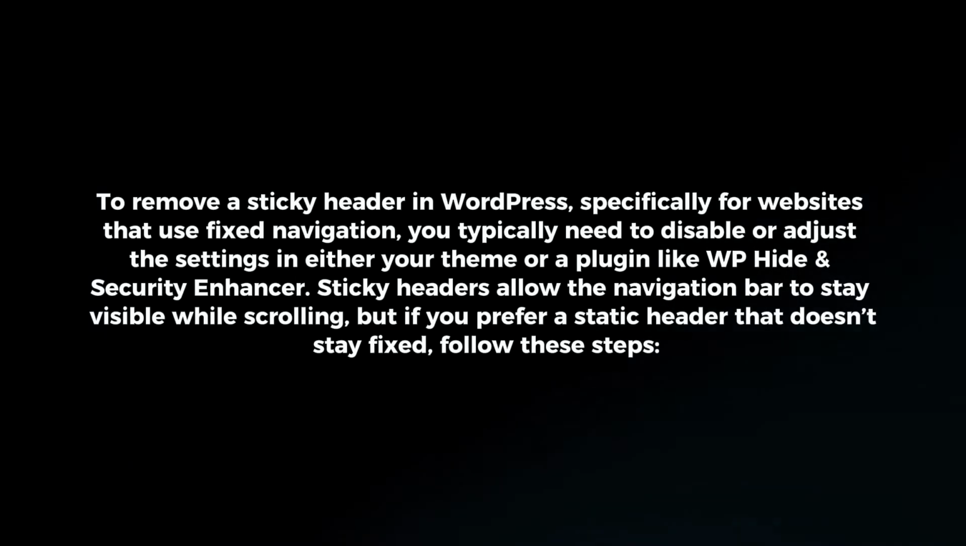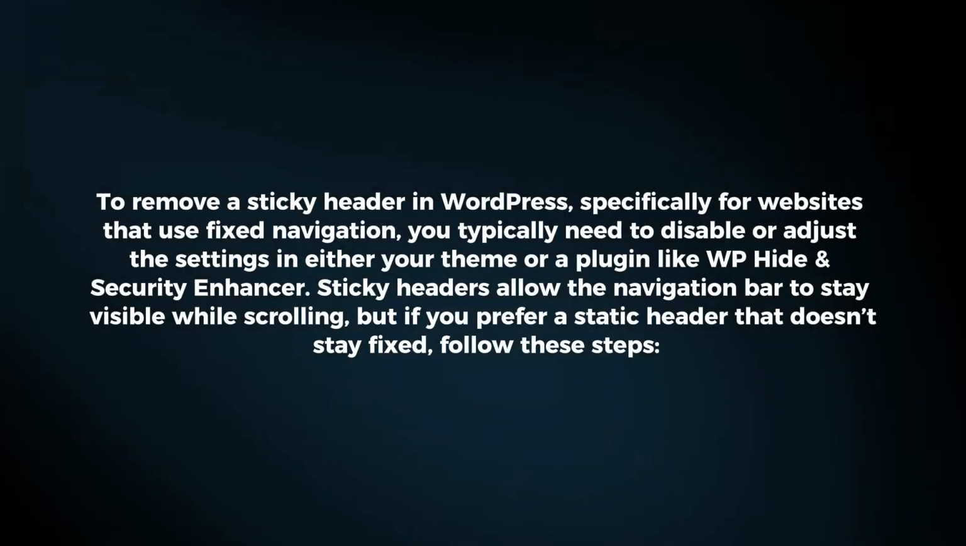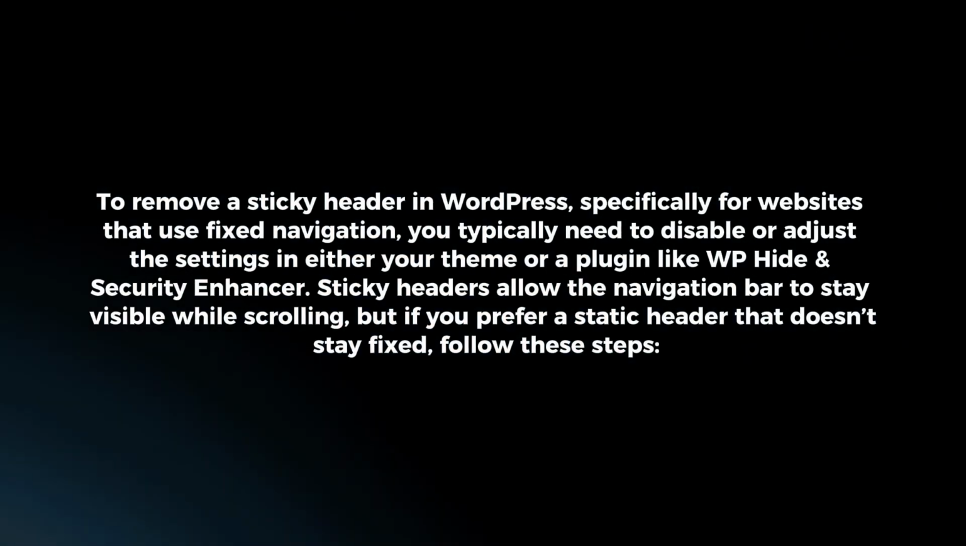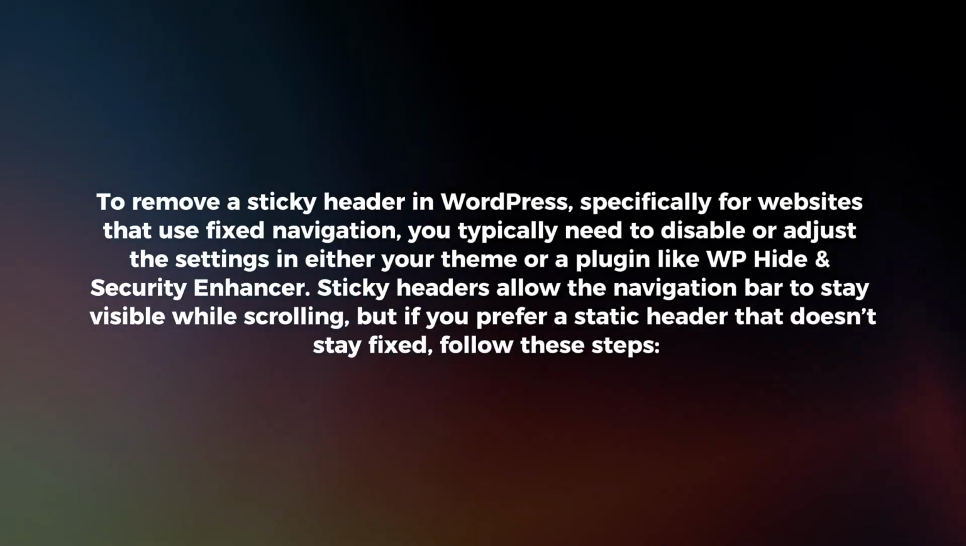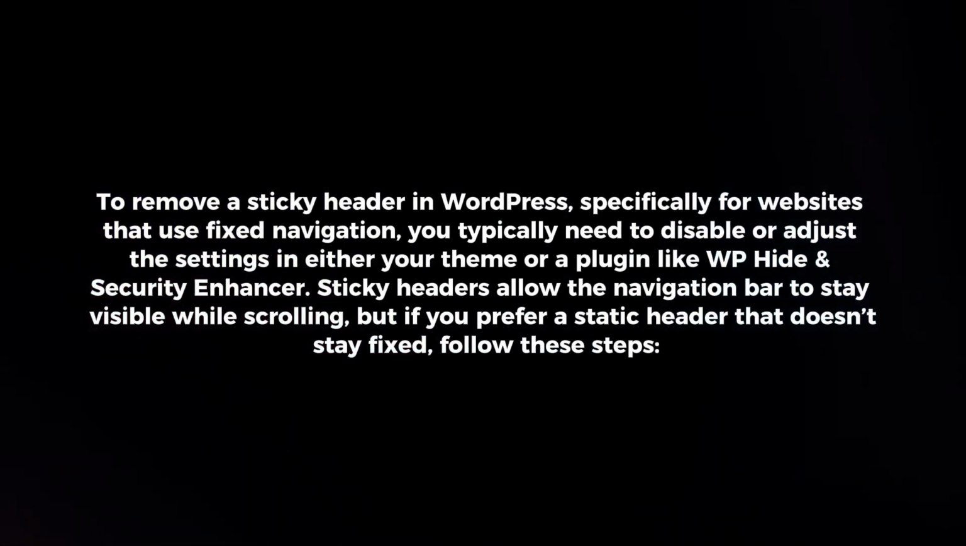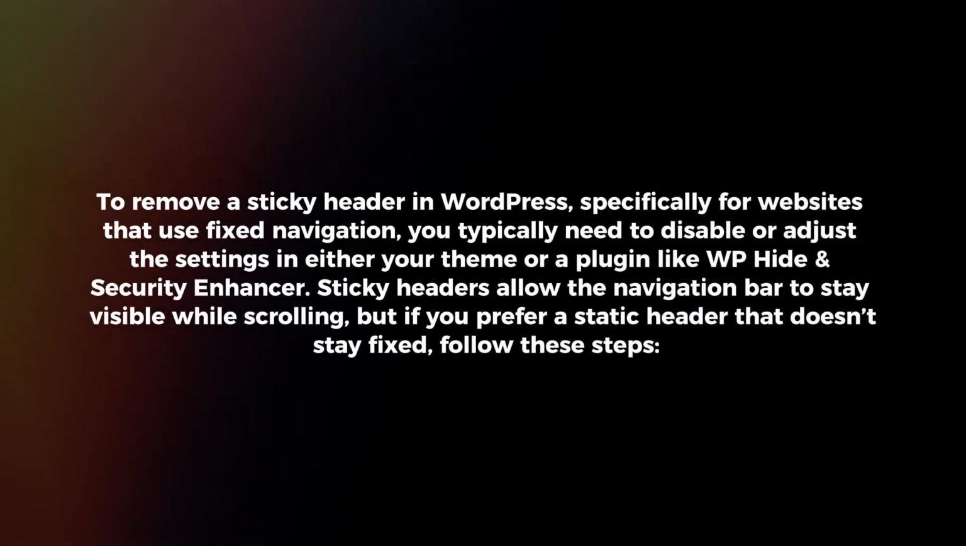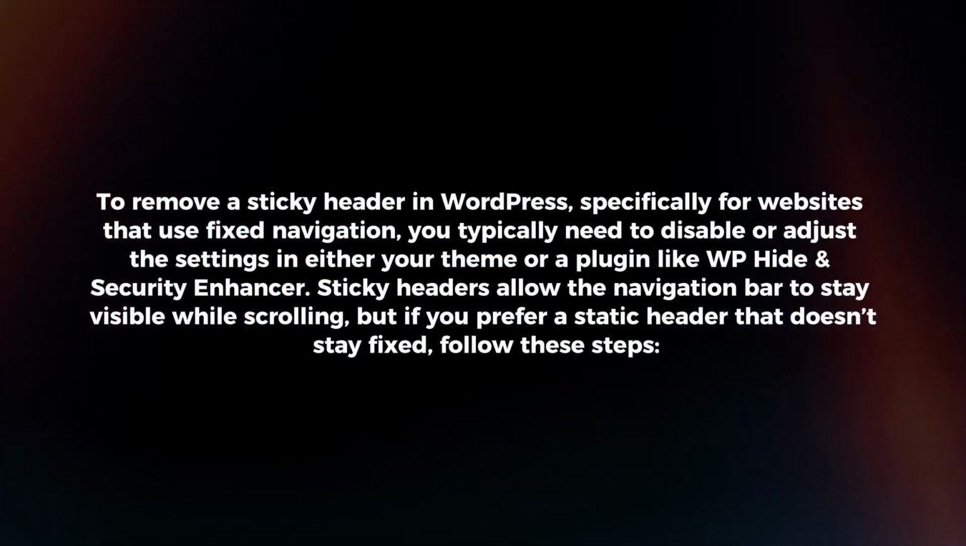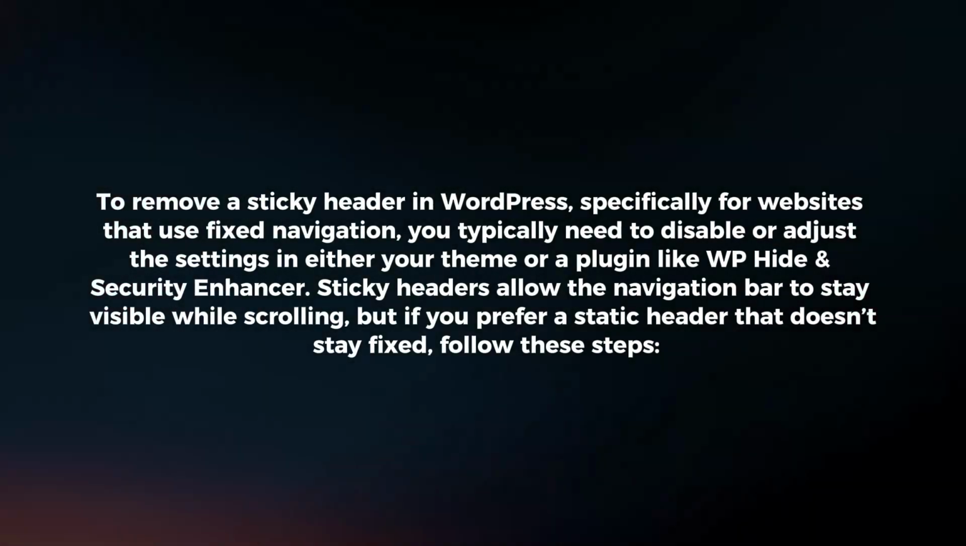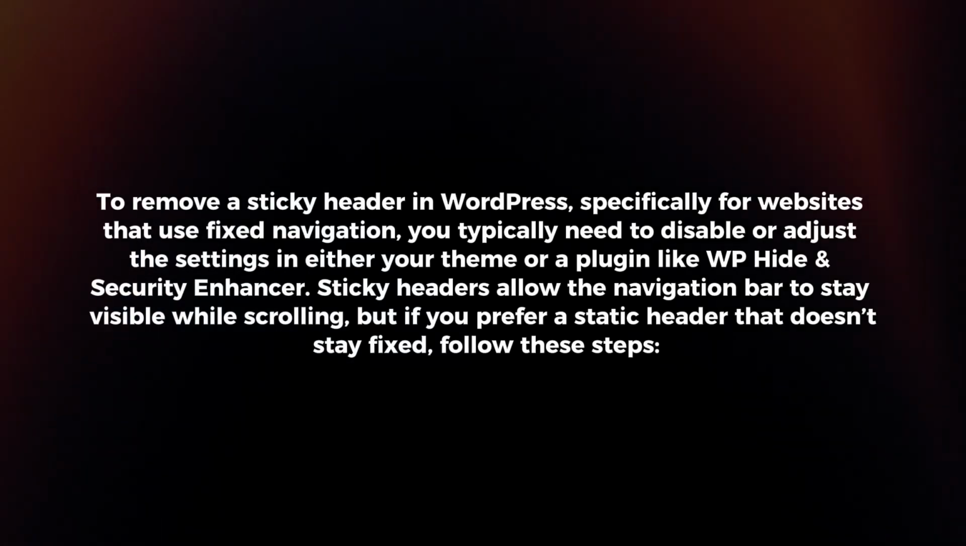To remove a sticky header in WordPress, specifically for websites that use fixed navigation, you typically need to disable or adjust the settings in either your theme or a plugin like WP Hide and Security Enhancer. Sticky headers allow the navigation bar to stay visible while scrolling, but if you prefer a static header that doesn't stay fixed, follow these steps.